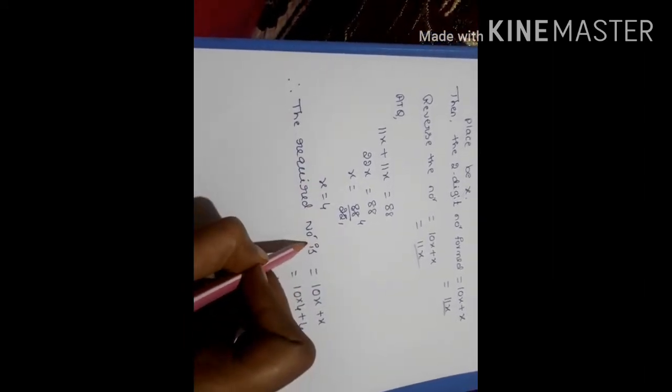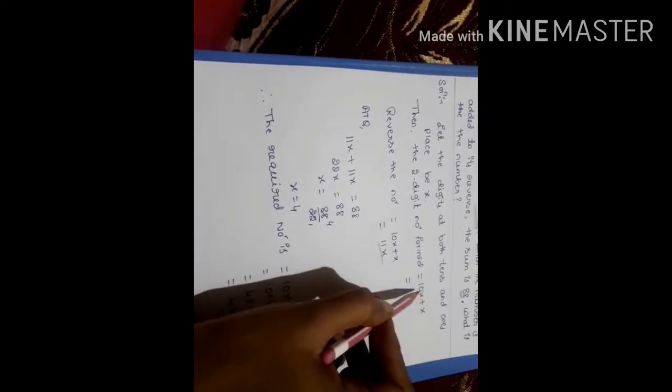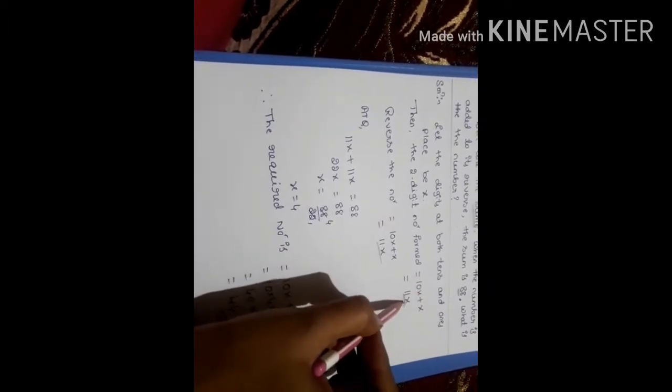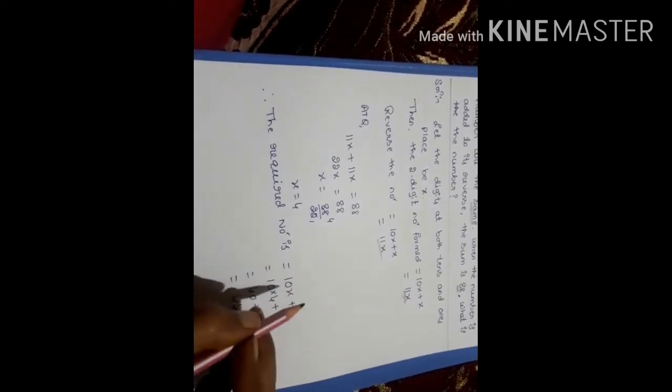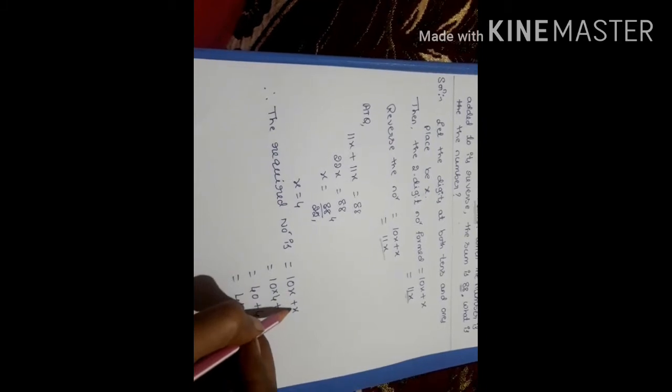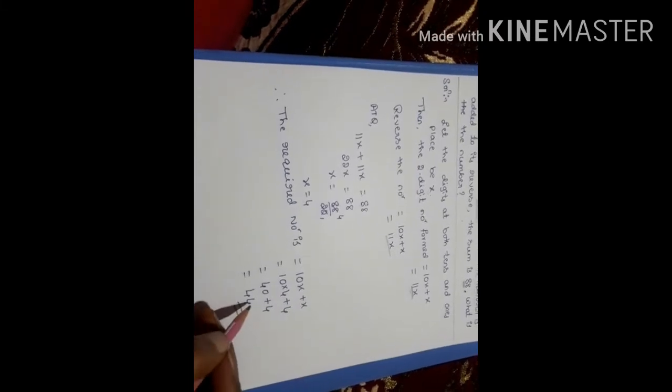Therefore, the required number is, what we considered here, 10x plus x, which is 11x. This is the two digit number. Now you have to substitute the x value in 10x plus x. 10 into 4, 40, plus 4, 44. Or you can substitute directly here 11 into 4. 11 fours are 44. Like that also you can do. Now we got the required number is 44. He asked what is the number. The number is 44. This is our answer.